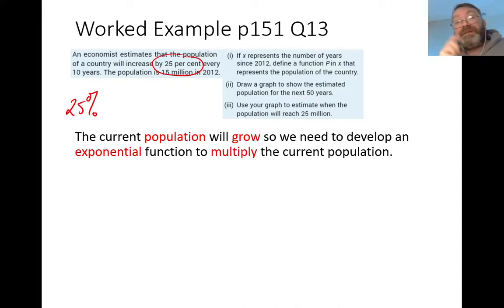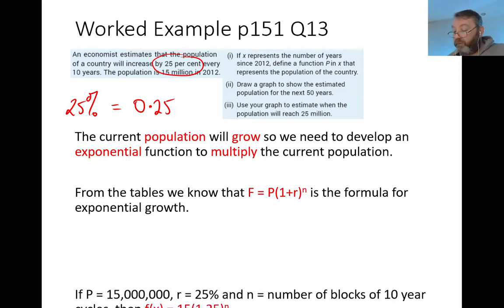25% is a symbol. It's not mathematical. You can't use it mathematically. You always have to change a percentage into a decimal. So 25% is 0.25. Keep that in mind. And that would be the growth. It's increasing. So that would be the growth. And that's what I have in the next sentence after the formula.